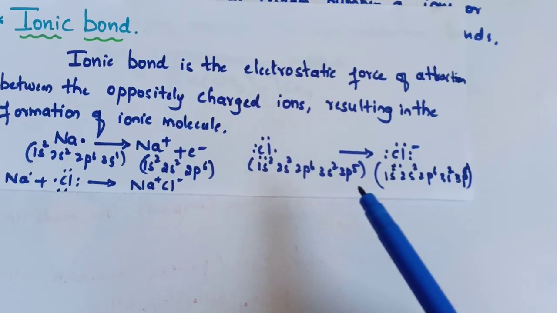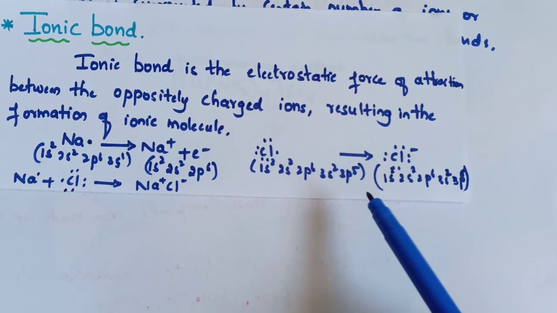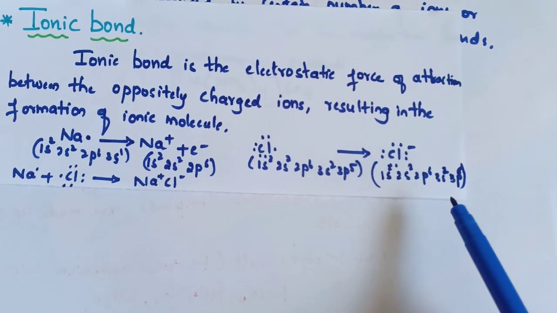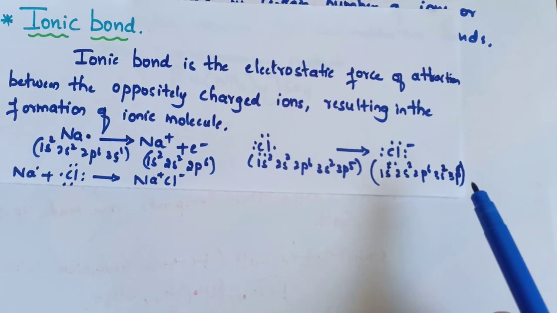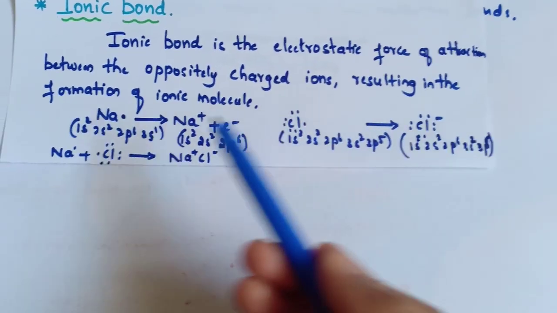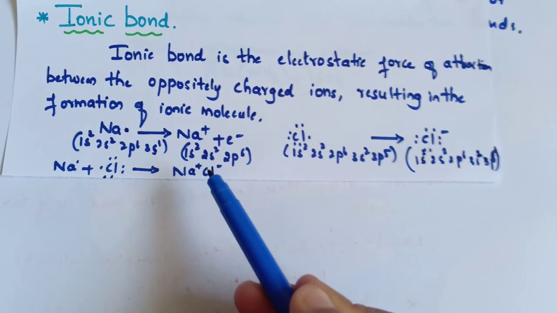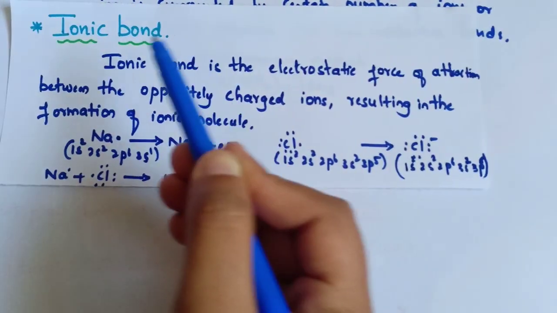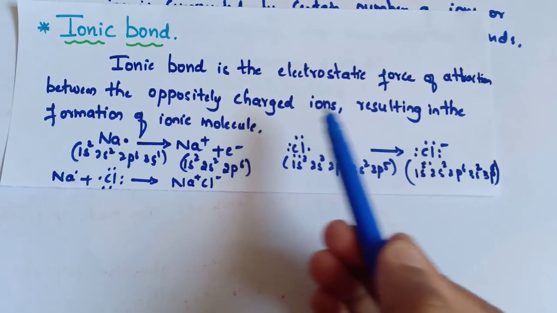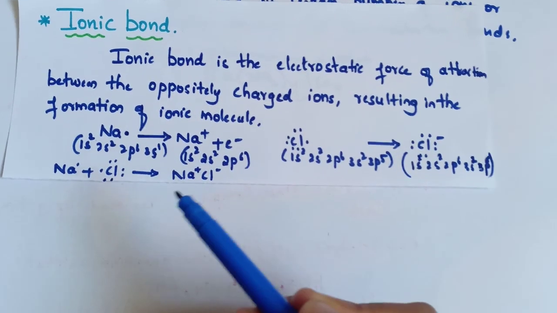Now in Cl, the electronic configuration is 1s2, 2s2, 2p6, 3s2 and 3p5. When it gains one electron from Na, it becomes 1s2, 2s2, 2p6, 3s2, 3p6. So it gains a negative charge. So in the formation of NaCl, Na gets a positive charge and Cl gets a negative charge. An ionic bond is the electrostatic force of attraction between oppositely charged ions resulting in the formation of an ionic molecule.